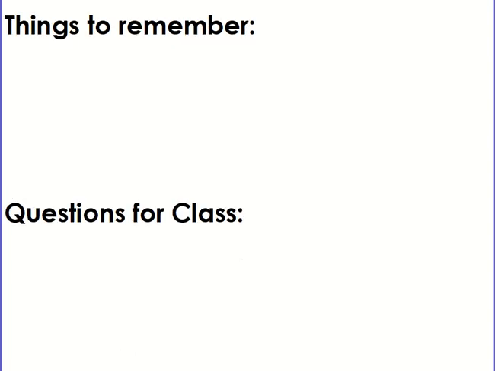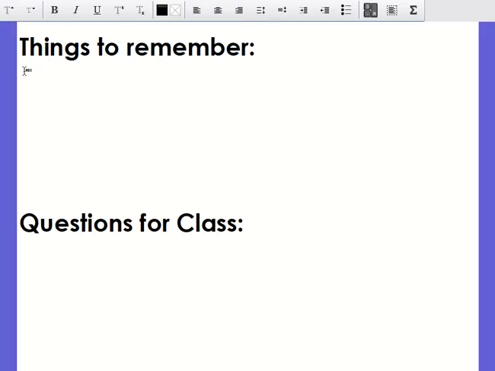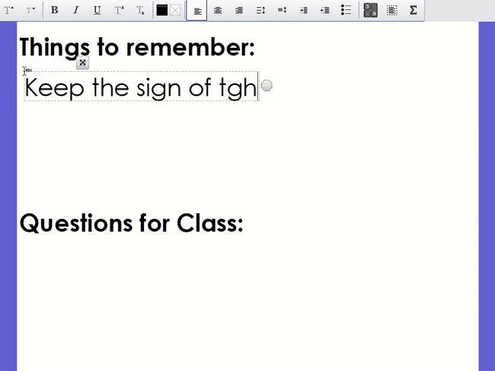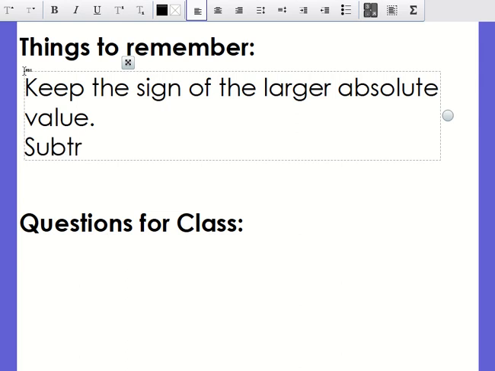So then we go to things to remember. There are some things we want to remember. We want to remember to keep the sign of the larger absolute value. Okay, keep the sign. Or whatever it is that helps you remember how to add integers with different signs. How about the fact that we are supposed to actually subtract and not just add? We actually subtract.